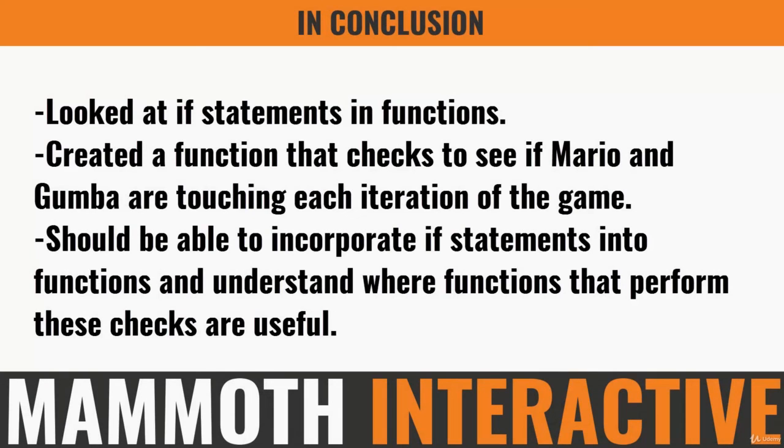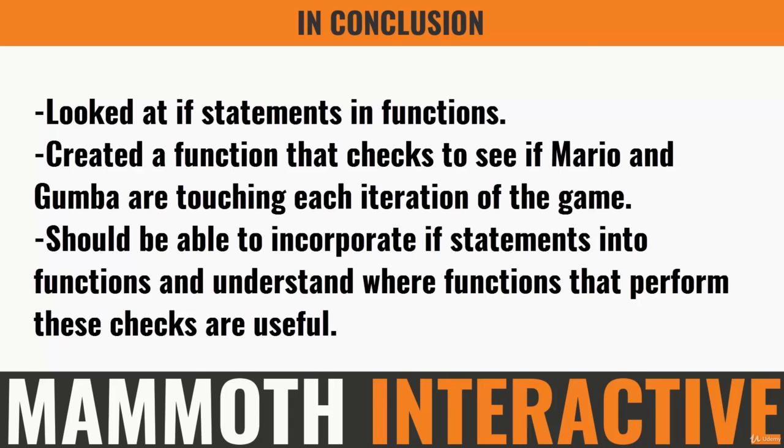This part of our tutorial, we looked at if statements within functions. So we did this by creating a function that checks to see if Mario and Goomba are touching with each iteration of the game. So basically there was just the if statement, and we had a position for Mario and a position for Goomba, and the if statement was just checking to see if those two positions are equal. If they are, we lose a life. So this function was called in the onCreate function.